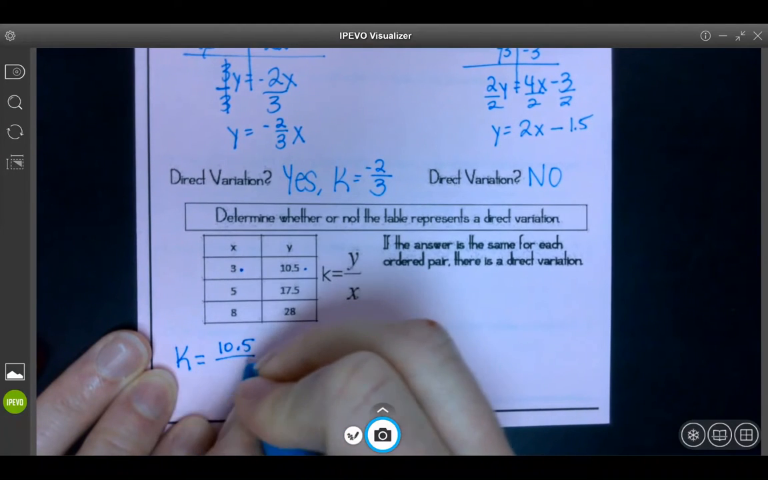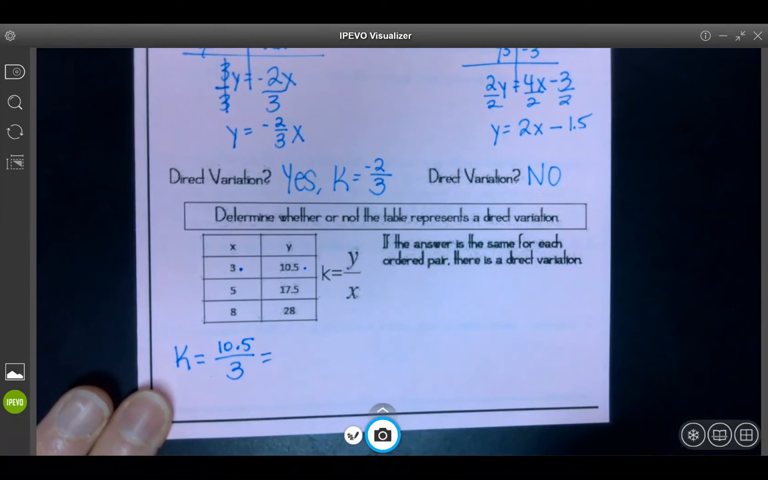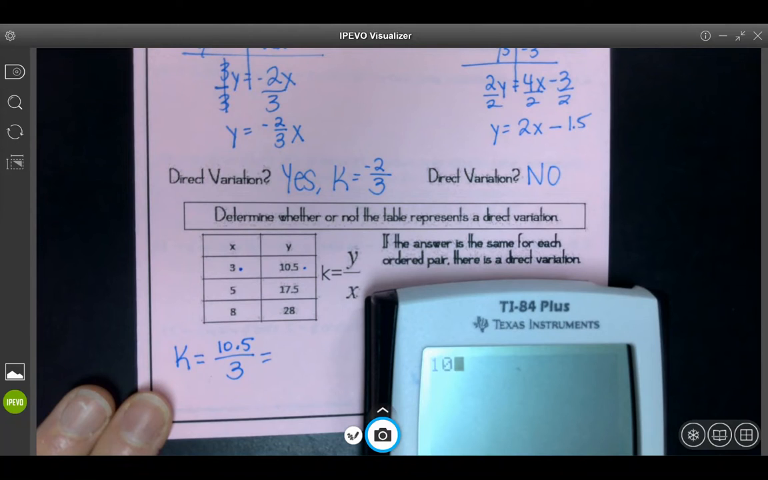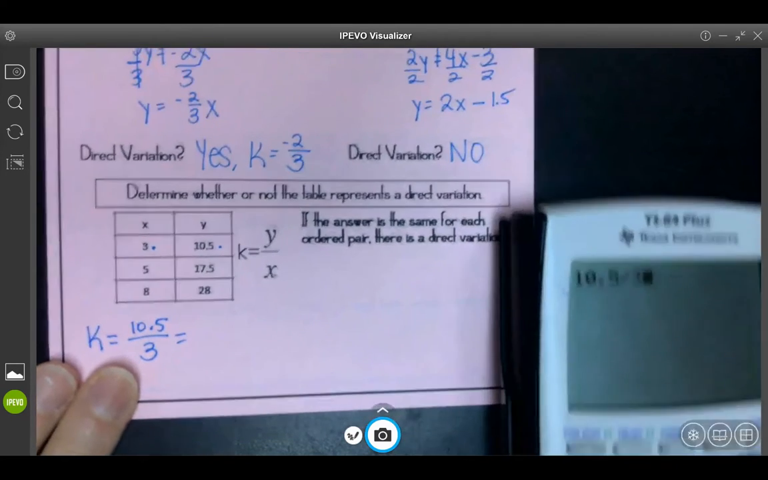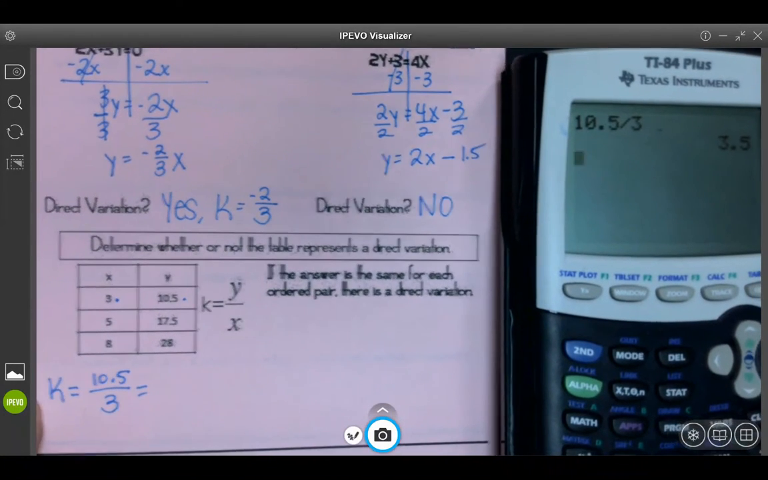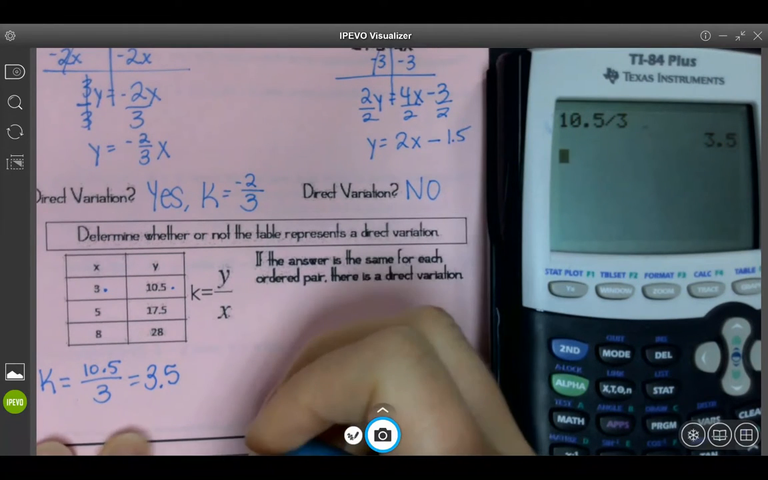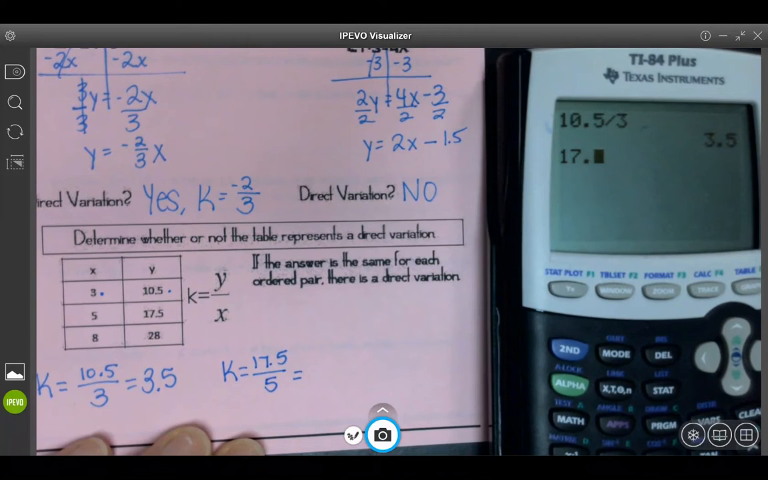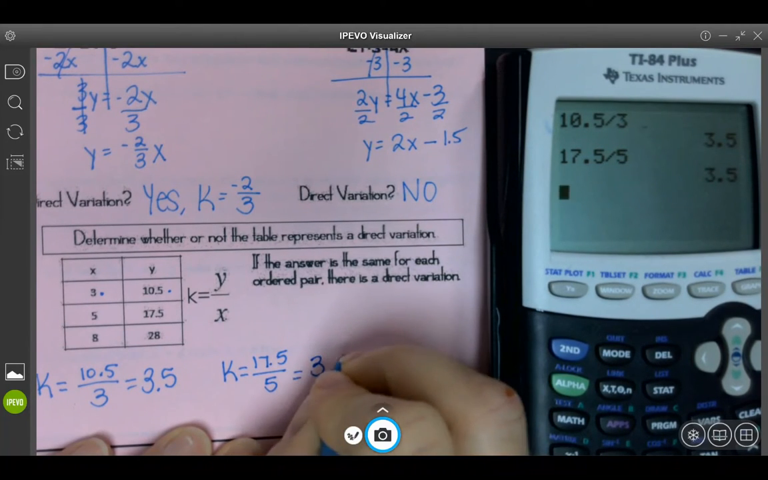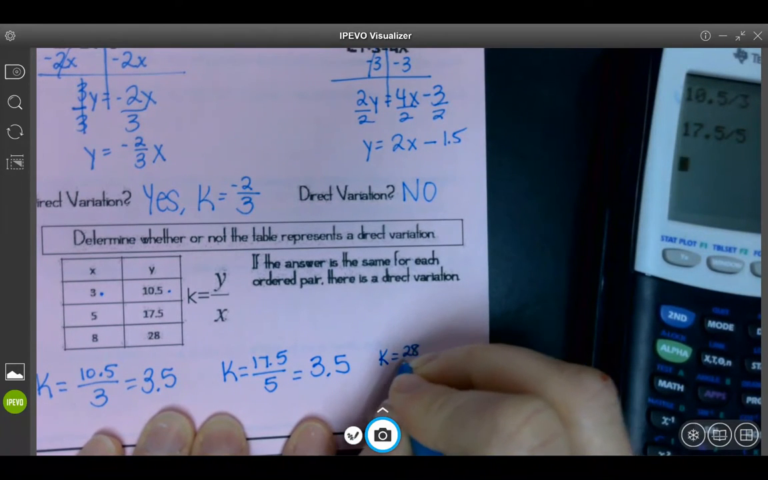So we'll do 10.5 over 3. So it's y, which is 10.5, over 3. So we'll use our calculator. 10.5 divided by 3. So you need out your calculator. So it equals 3.5 for the first one. So we'll do the next pair. So k equals 17.5 over 5. And then the last one, 28 over 8.